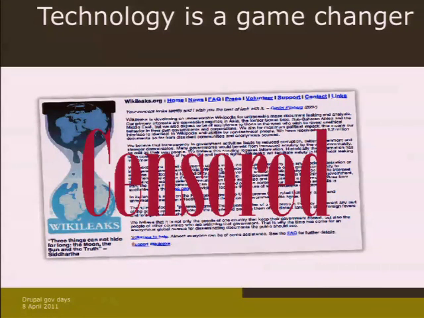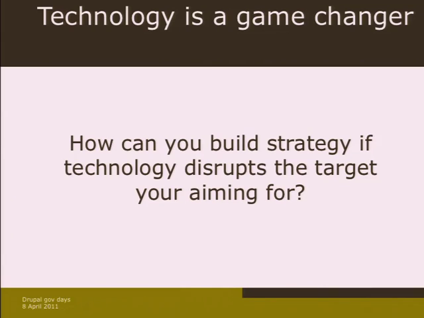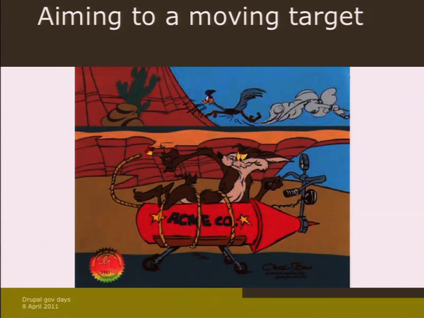So this brings me to another problem. How can you build a strategy if technology disrupts the target you're aiming for? By the time you launch whatever you're trying to aim, your strategy is probably obsolete, or it will hit whatever you've been targeting, but by the time it hits it, it's gone.